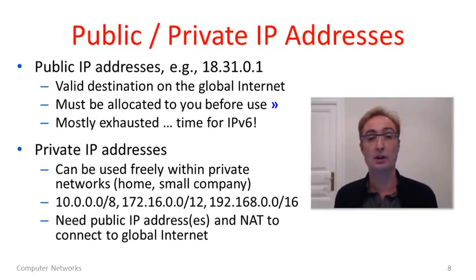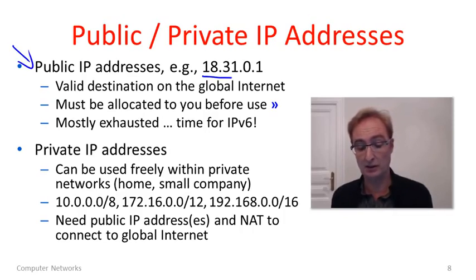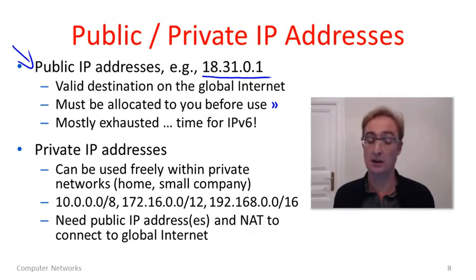There's also one important distinction for addresses that will come up as we use them in the internet, between public and private addresses. So far I've been talking about public IP addresses. So for instance 18.31.0.1 is a public IP address. Public IP addresses are any address which is a valid destination address and can be used on the global internet. So you can send packets to that address and from that address.